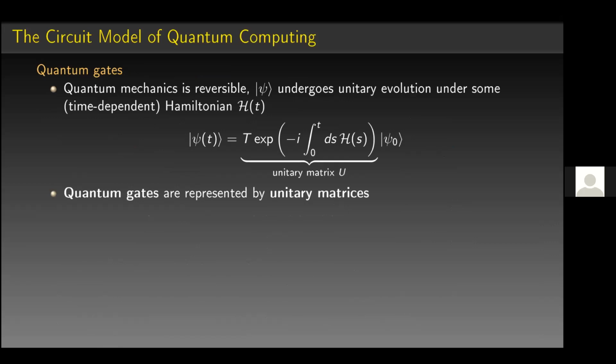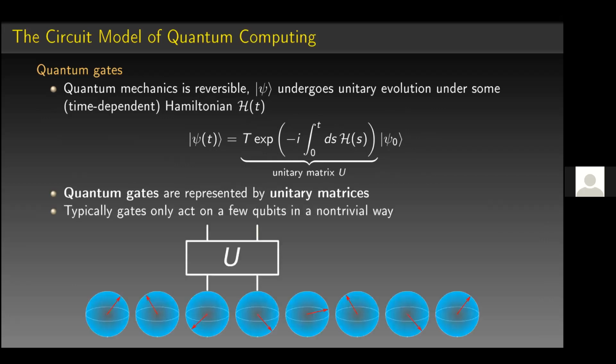I have already said that we want to do computations, and to actually do computations, we have to manipulate our qubit somehow. And since quantum mechanics tells us that some state psi0 is undergoing unitary evolution in time under some possibly time-dependent Hamiltonian, we see that this expression here is just a unitary matrix that you apply to your state. So quantum gates are nothing but unitary matrices. And in practice, we want to restrict gates to non-trivially act on only a single or a few qubits, because anything else would be impractical.